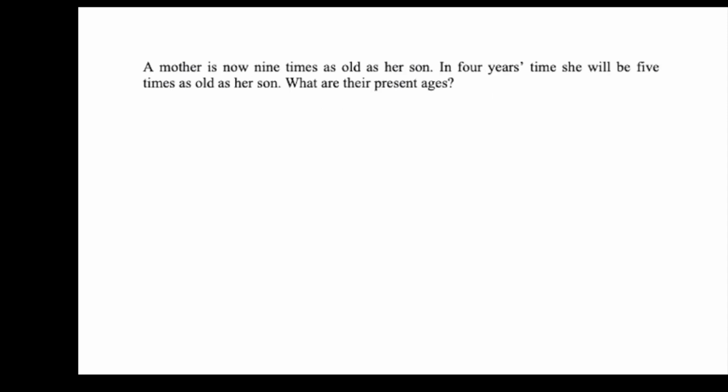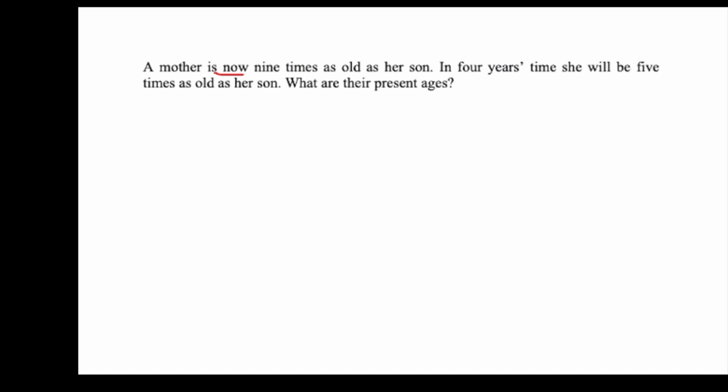Here's another example. A mother is now 9 times as old as her son. Now that is very important. That is now, which means presently. At present, the mother is 9 times as old as her son. So you see, if you want to know how old the mother is, you must actually know how old the son is, because the mother's age is expressed in terms of the son's age. Then we are told in 4 years' time, she will be 5 times as old as her son.